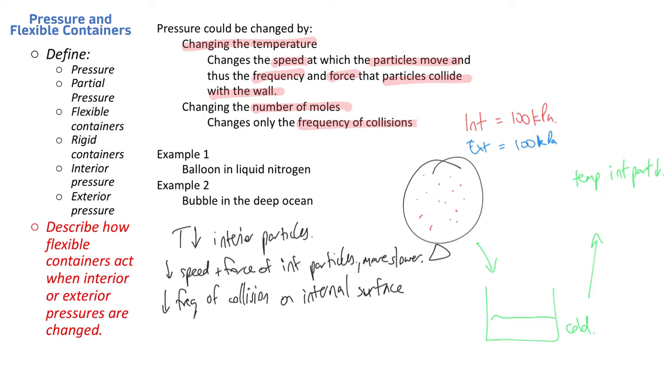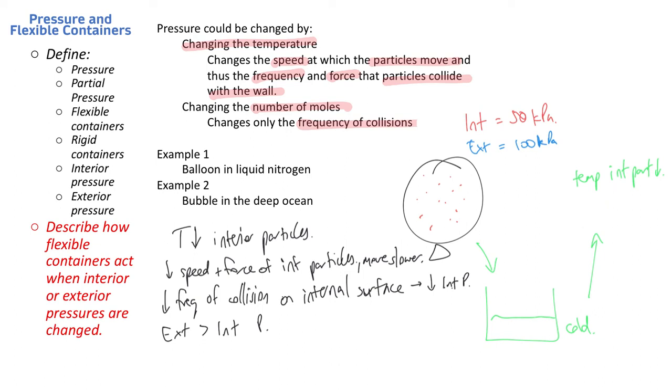Okay, so the interior pressure decreases. We'll maybe go down to 50. If now I have an imbalance between the internal and external pressure, what will happen is that the external pressure is now greater than the interior pressure, right? Actually, I should say that this leads to a decrease in interior pressure.